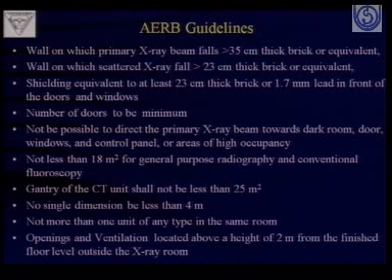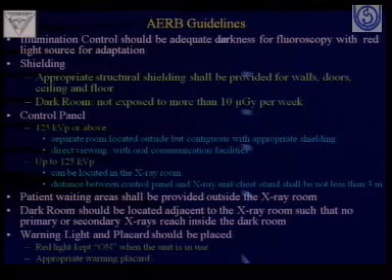Now we will talk about the AERB guidelines, which is a very, very important aspect. Structural requirement: where the primary beam is falling, there should be a brick wall more than 35 centimeters thick, and where the secondary beams are falling, more than 23 centimeters. The number of doors should be minimum. Windows, as I said, are not required. The gantry room of the CT unit should not be less than 25 square meters. There are requirements of shielding, control panel, and various other requirements.